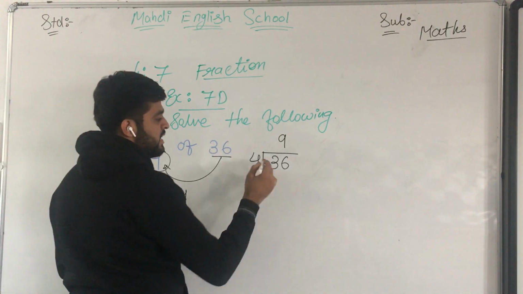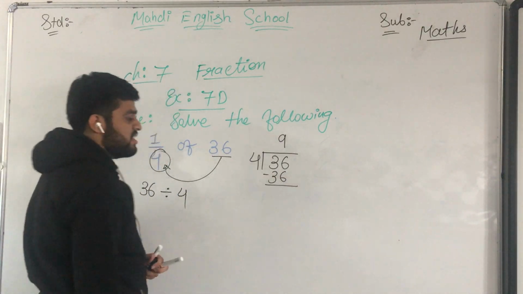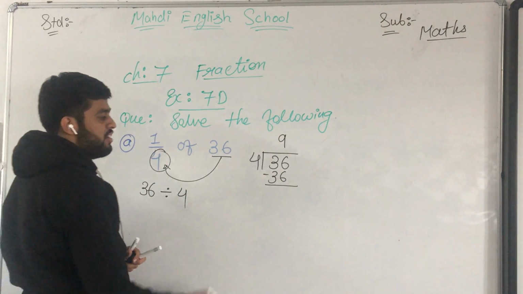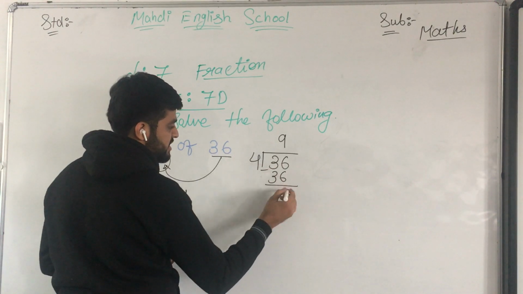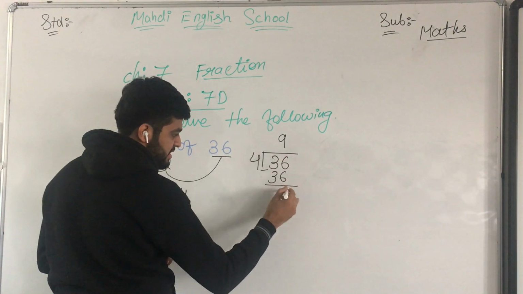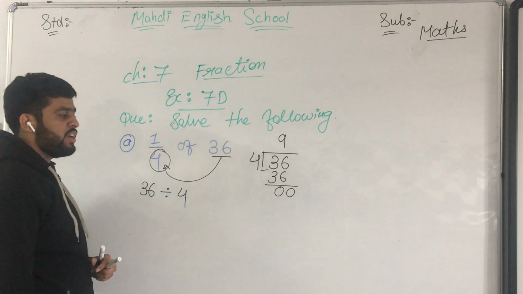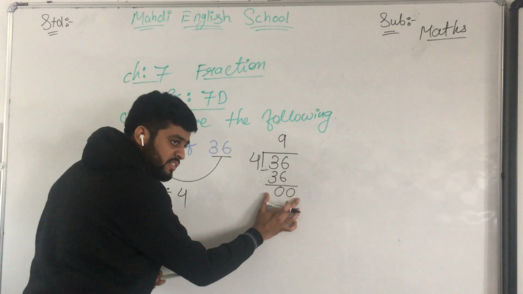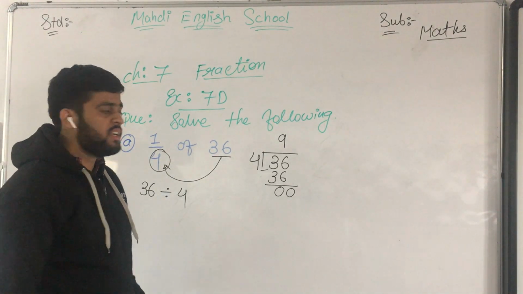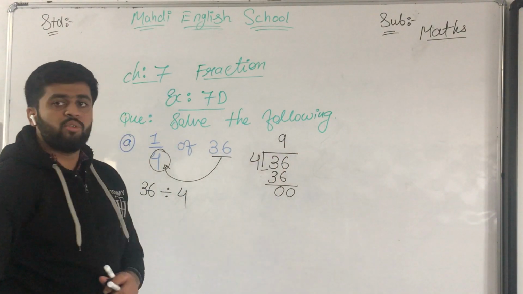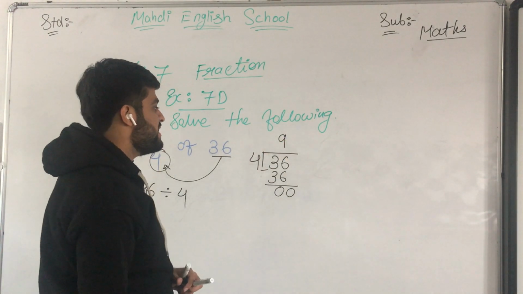4 nines are 36. So we write here 4 nines are 36. Now what to do here? Here we do the subtraction. 36 minus 36: 6 minus 6 is 0, 3 minus 3 is 0. So 0 is not our answer. 9 is our answer. The quotient is 9.